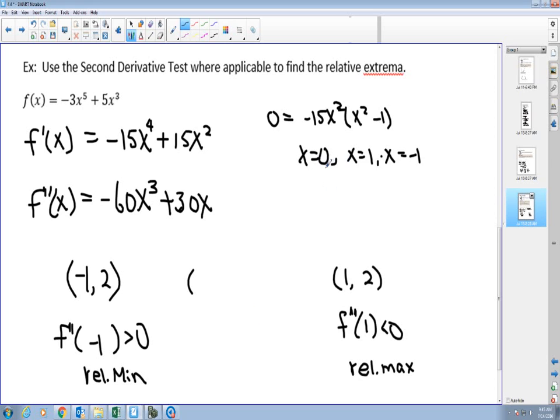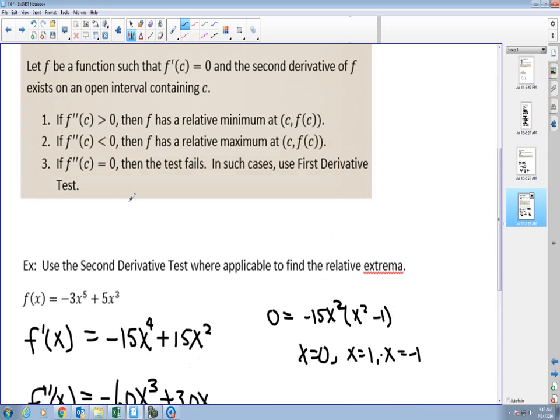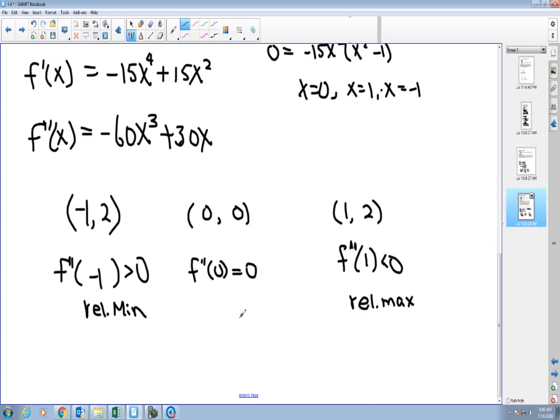Alright, another critical number is 0. That's between negative 1 and 1. If I plug 0 into the original function, I believe the y value is 0. So f double prime of 0, my critical number, will still equal 0. That means the second derivative test fails. In such a case, we can use the first derivative test.